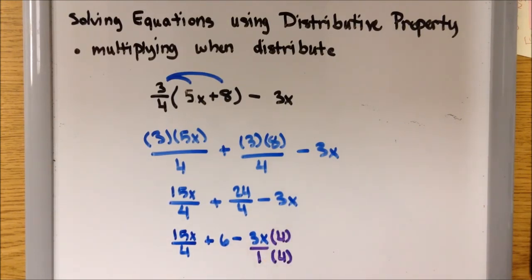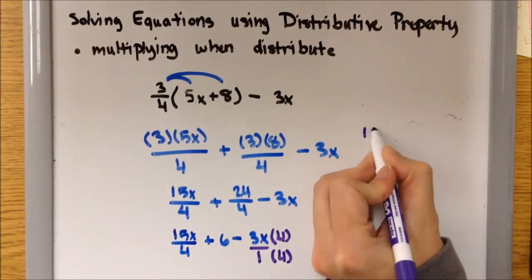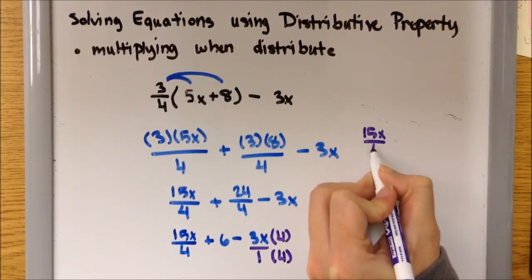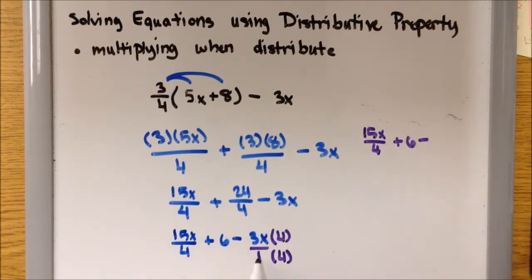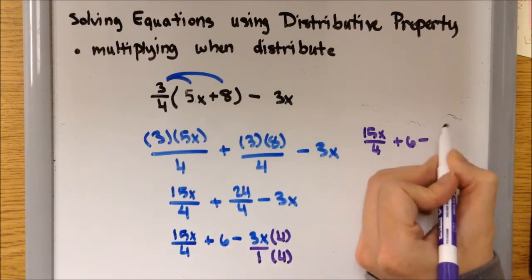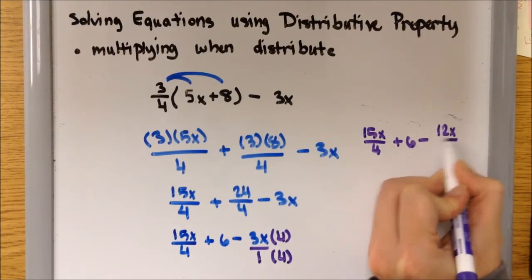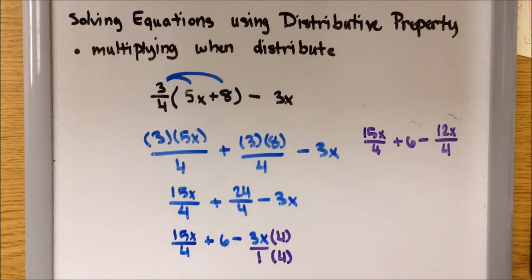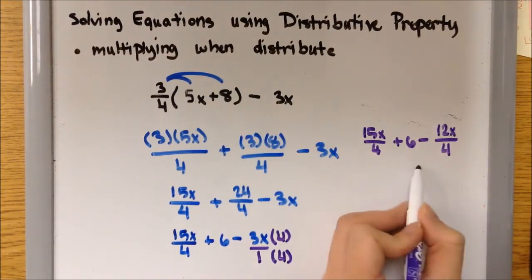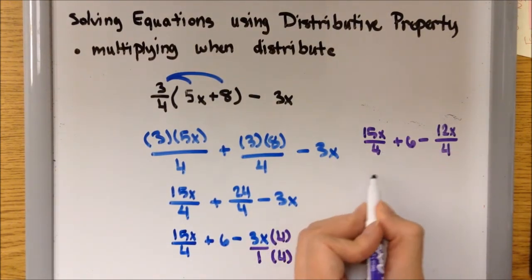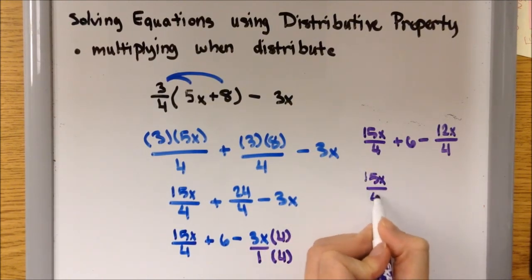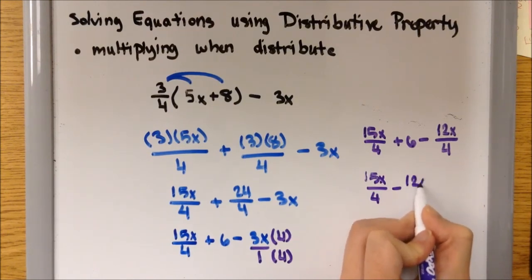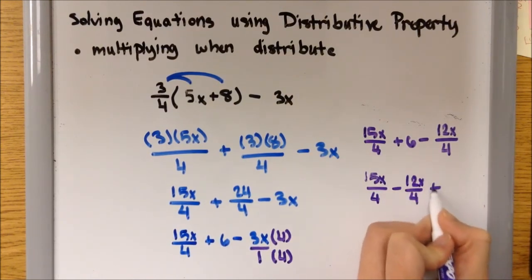So we're going to rewrite it. It's going to be 15x over 4 plus 6 minus, so we're going to multiply top and bottom by 4, so it's going to be 12x over 4. So next we combine these two fractions together, so it's going to be 15x over 4 minus 12x over 4 plus 6.